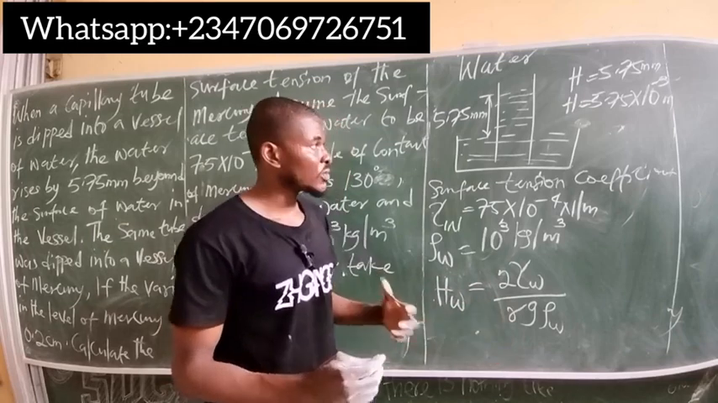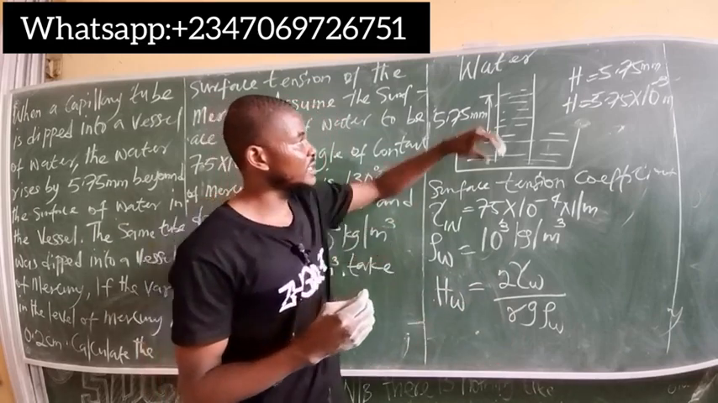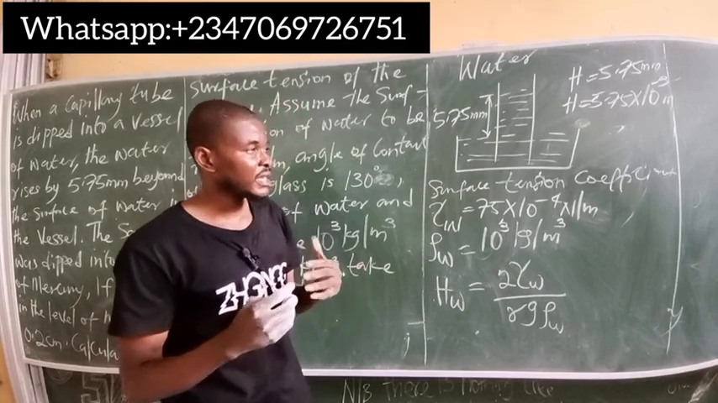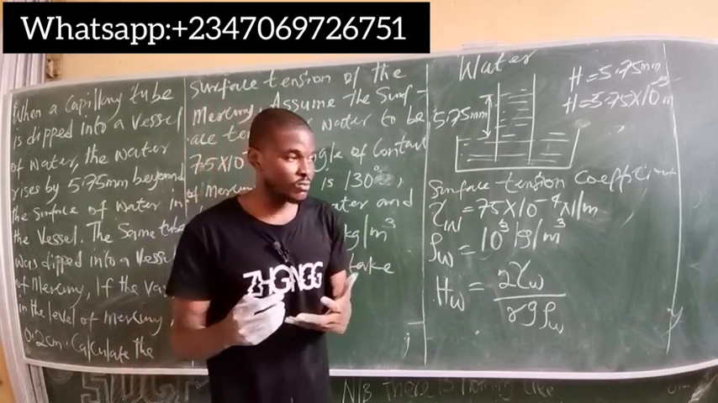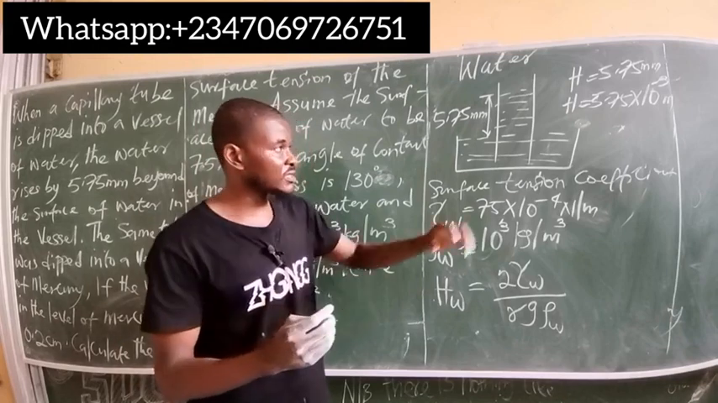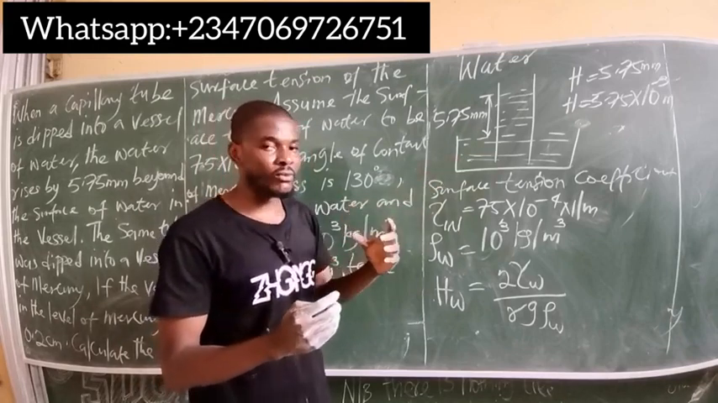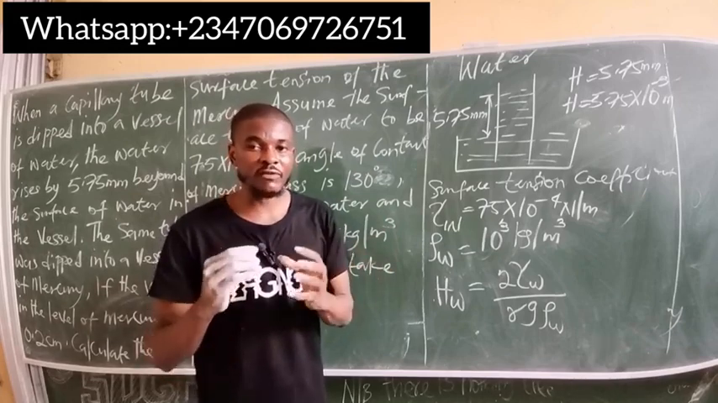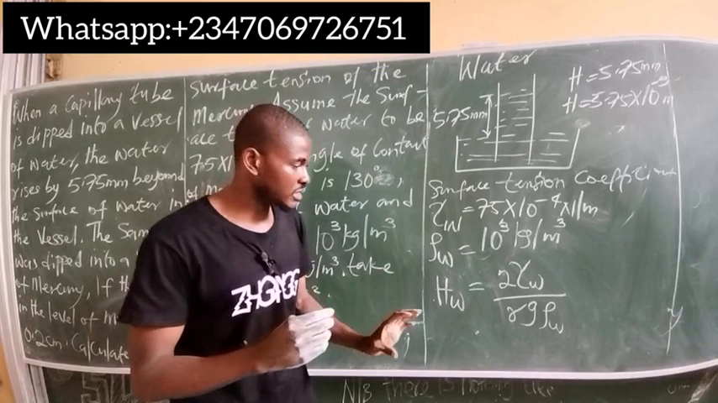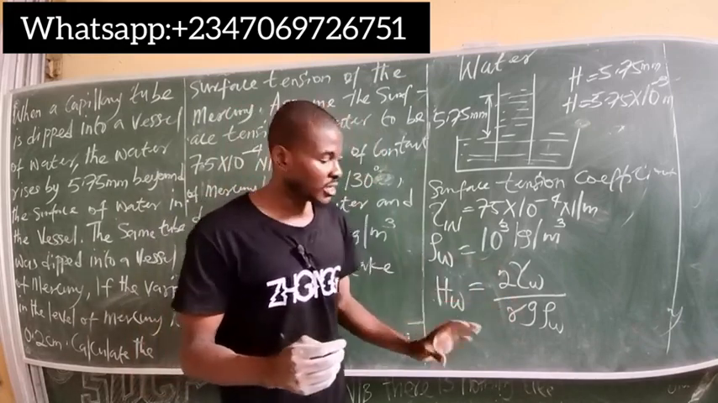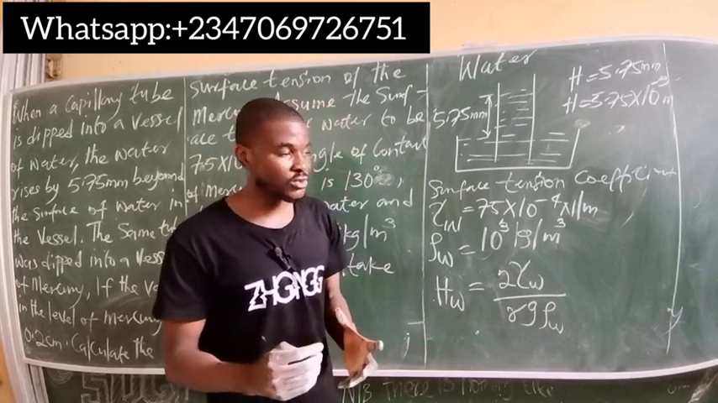If the same tube is dipped into a vessel containing mercury, it means that same tube has the same radius. The radius of the tube doesn't change because it's still the same tube that I removed from the water and dipped into the vessel containing mercury. So the radius of the tube remains the same. All we need to do is look for the radius of the tube, using this condition for water. That's all we need to do.